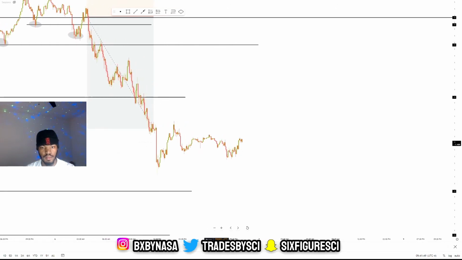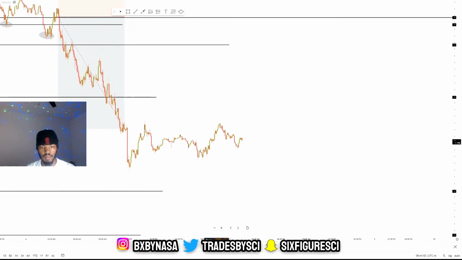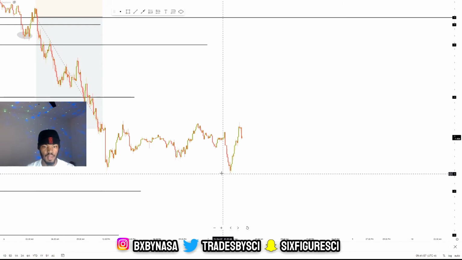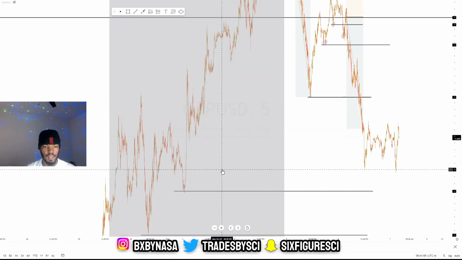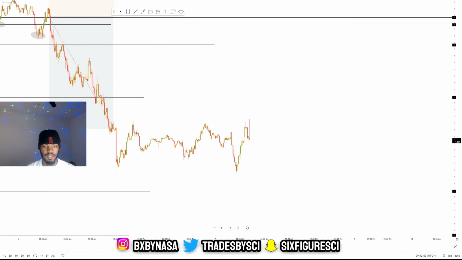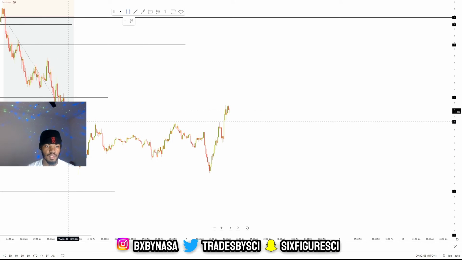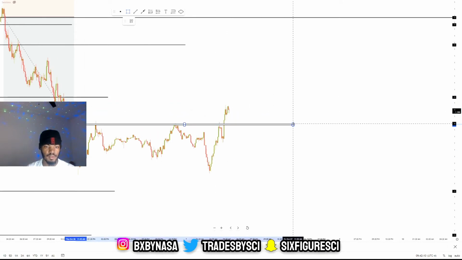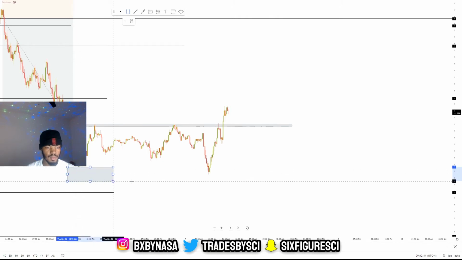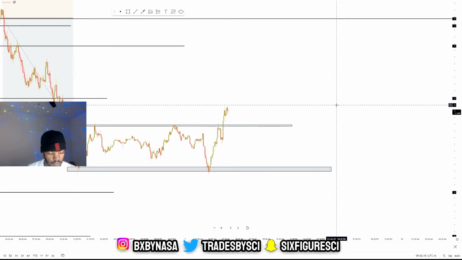Still consolidating, still consolidating, and it's starting to break some. All right, so I'm assuming that that's the lowest it wanted to go. We're going to continue, but I think that's the lowest it wants. Yeah, it starts breaking highs now. That is the lowest it wants to go. This low was the lowest it wanted to go. And remember, we were on the uptrend.